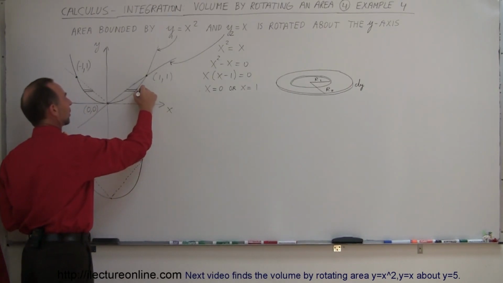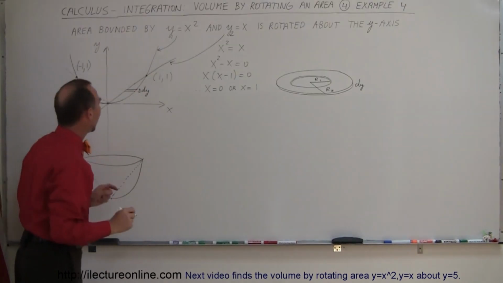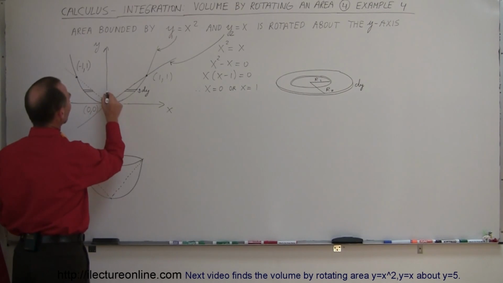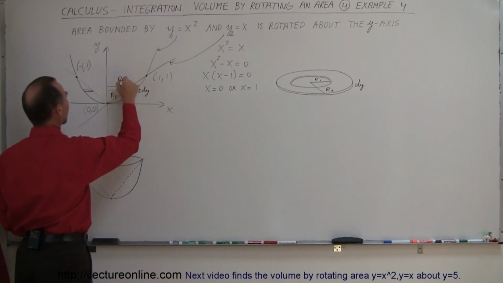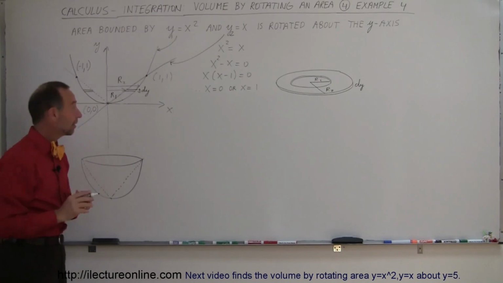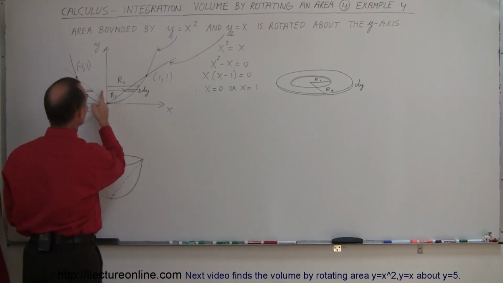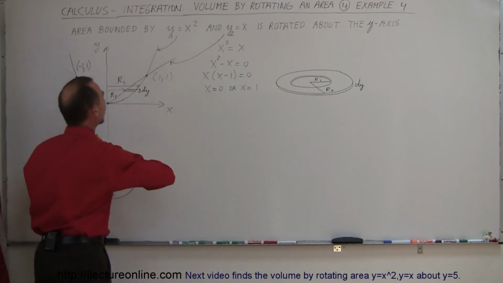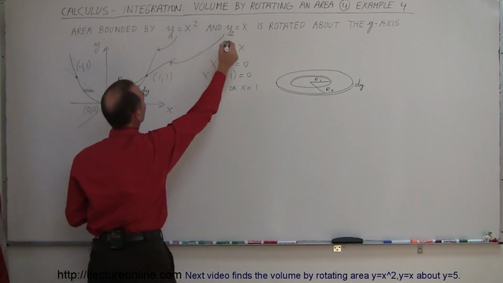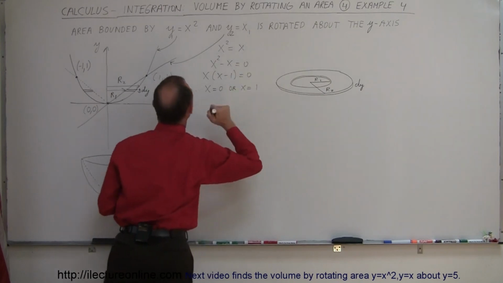So this thickness right there would be a small little dy. And R1 would be the distance from the y-axis to the inside of the washer, so that would be R1 right there. And then the outside radius, that would be R2, would be like that. Now you can see here that the inside radius would be from 0 to the x of the straight line. So that would be x1 right there. Let's call this your x1.